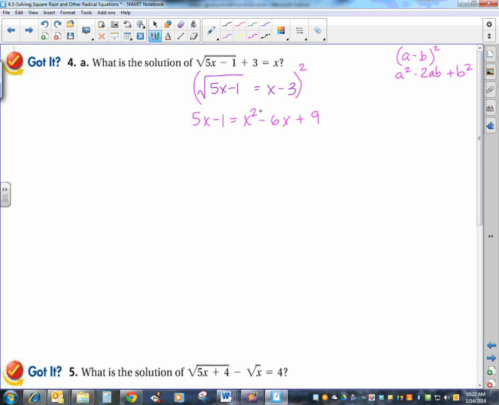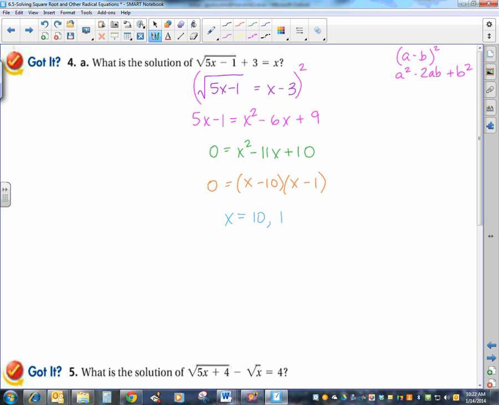Alright, this time we have a quadratic equation, and we solve quadratics by bringing everything to the same side. So that's going to give us 0 equals x squared. Subtract 5x is going to give me minus 11x. Add 1 is going to give me plus 10. And now we need to factor, and it does. So we have (x minus 10)(x minus 1). And that leaves me with, setting each factor to 0, x equals 10 or 1.